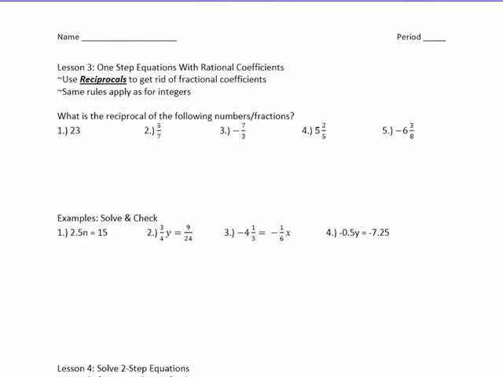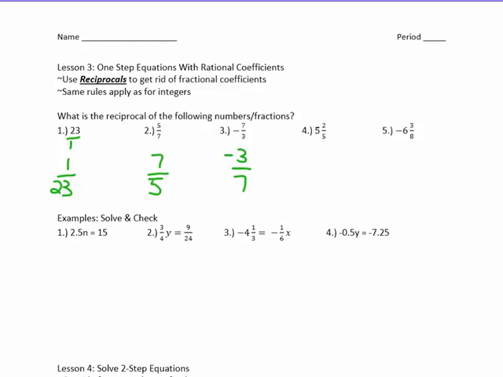All right, next one. What is the reciprocal? So now we're going to talk about rational equations. The reciprocal means that we're going to flip it. So this is 23/1. The reciprocal is 1/23. 5/7, the reciprocal is 7/5. -7/3, the reciprocal is -3/7.